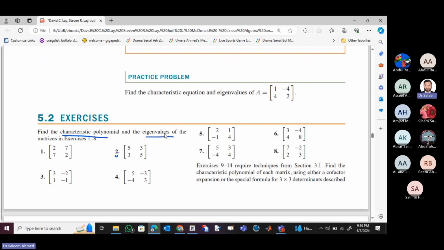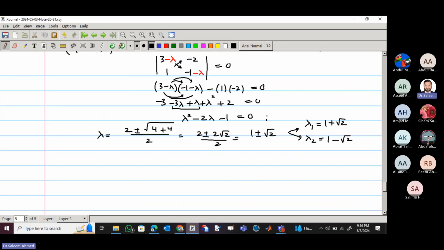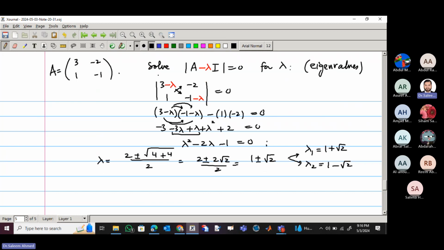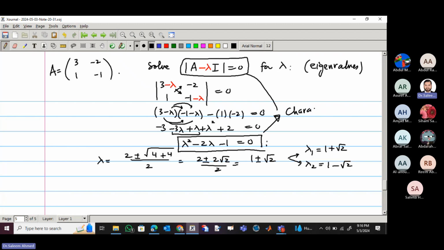Characteristic polynomial and eigenvalues. This is called the characteristic polynomial. Basically, the polynomial that we get from here, this one, is called the characteristic polynomial. So he said find the characteristic polynomial, and after that find the eigenvalues. After that, if I solve this, we get the eigenvalues. So this is basically the characteristic polynomial.